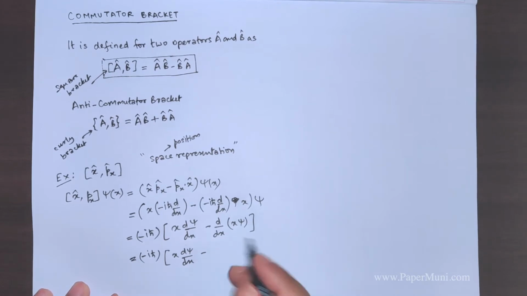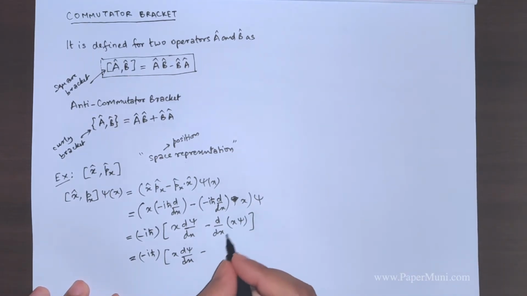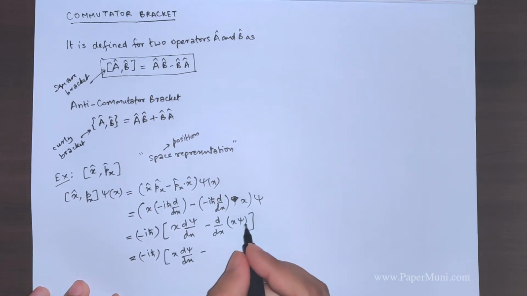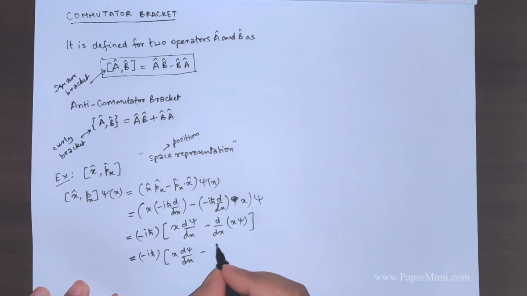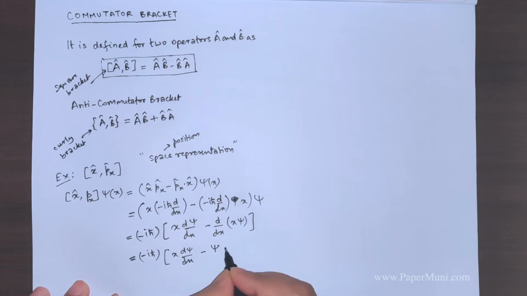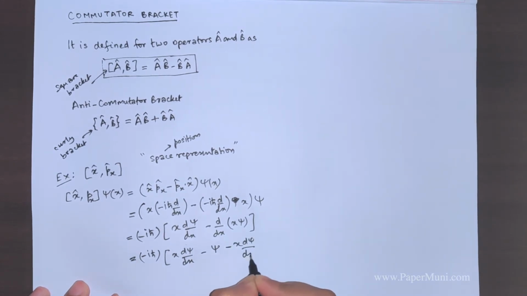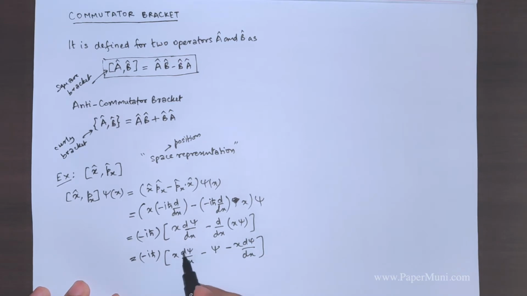So when you operate them, what happens? You'll differentiate this function keeping the other constant, and again you'll differentiate the other function keeping this constant. So the first one will become psi. The second term will be x d psi by dx. Now the position of the operator matters. This is x dx, and this looks the same. These are the same quantity, so you can cancel these two quantities.